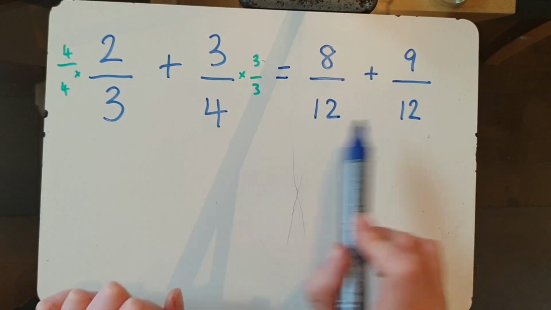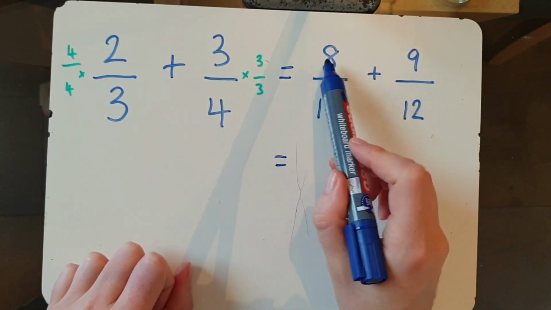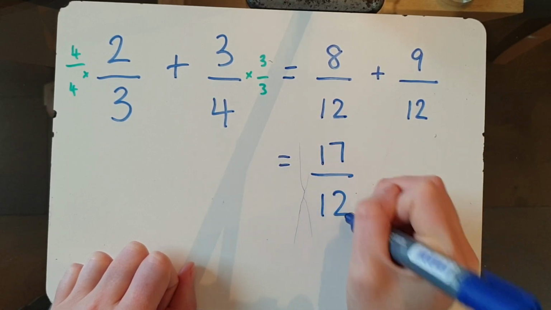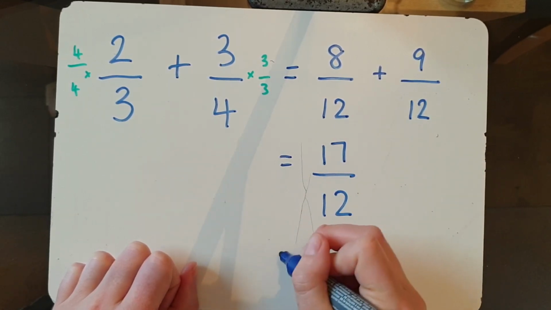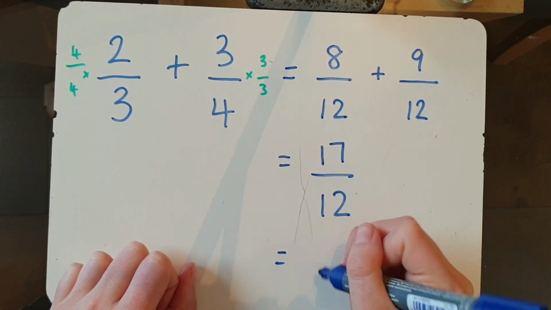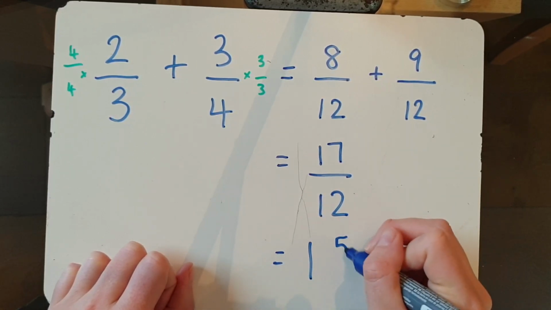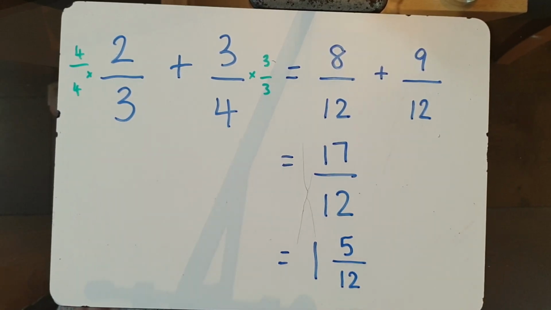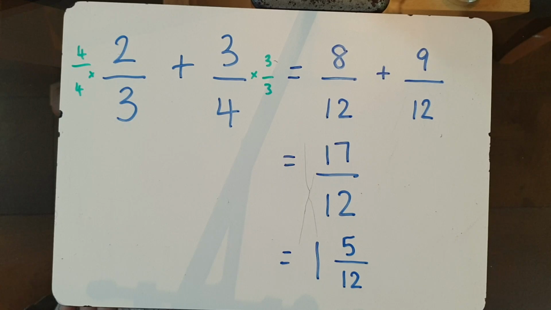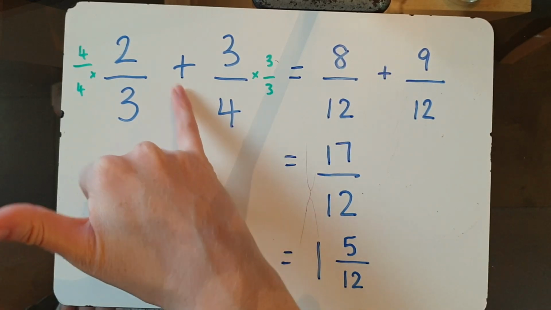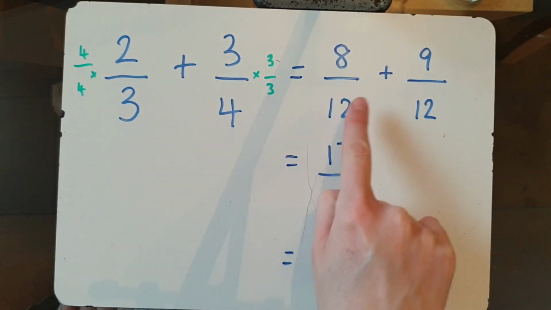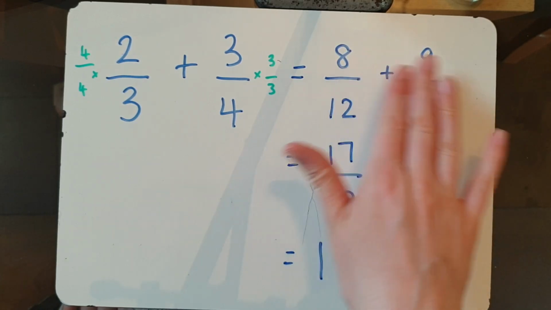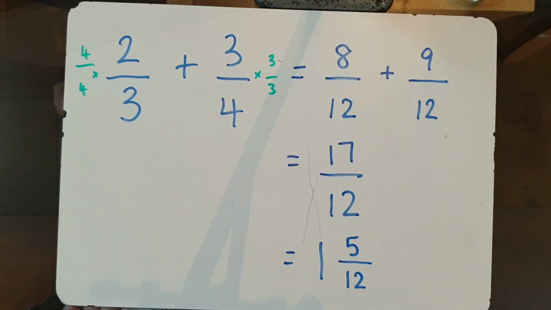Now, because the denominators are the same, I can just add the two numerators together. So I get 17/12. I can leave it like that, or I can write it as a mixed number, 1 and 5/12. And it would be exactly the same if I was subtracting. So if this was a subtraction sign here, I would still do the same method. I would still turn them into equivalent fractions over the same denominator, and then I would subtract the numerators instead.